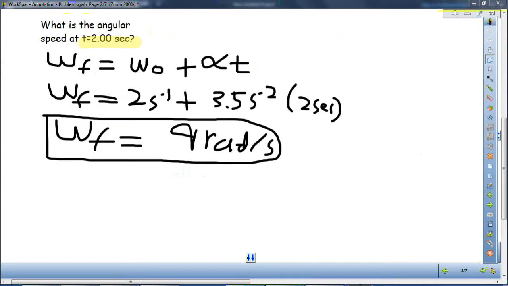Pretty simple. And then it'll ask you to calculate the angular speed, and you start out with the first Black equation. Omega final equals omega naught plus alpha t. Plug in numbers. Omega final equals 2 inverse seconds plus 3.5 inverse seconds squared times 2 seconds. And omega final is 9 radians per second. So pretty simple. A lot like the linear equations, but circular.